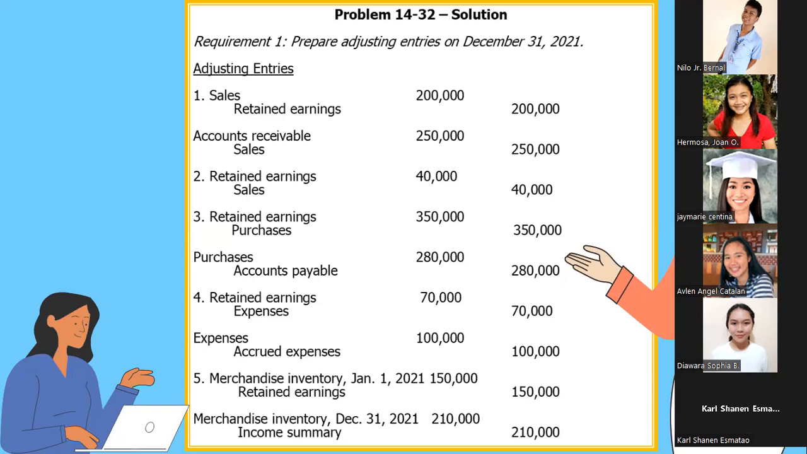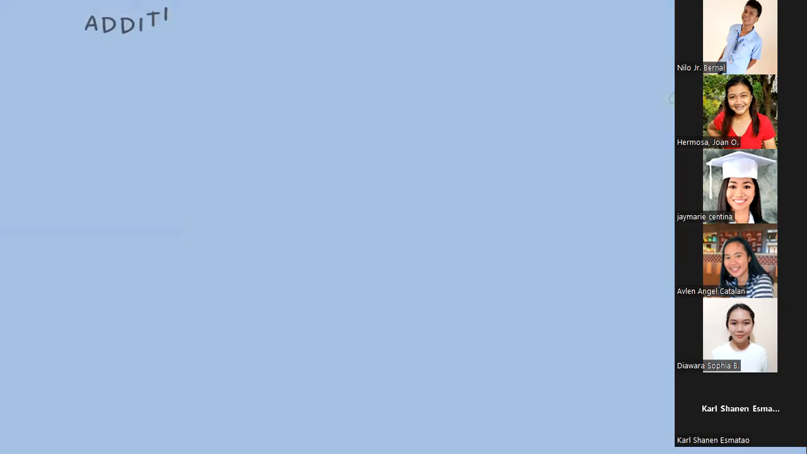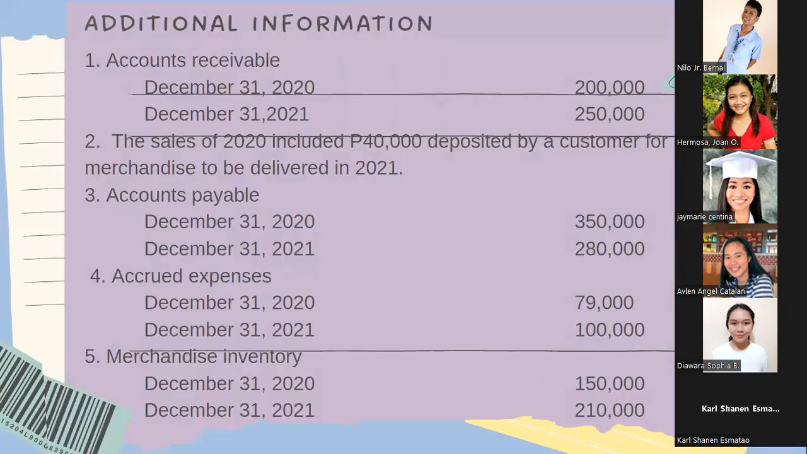For the unrecorded inventory on December 31, 2021, our adjusting entry is debit merchandise inventory December 31, 2021, 210,000, and credit income summary of 210,000. So this is for the ending inventory. Next. Next slide, please.